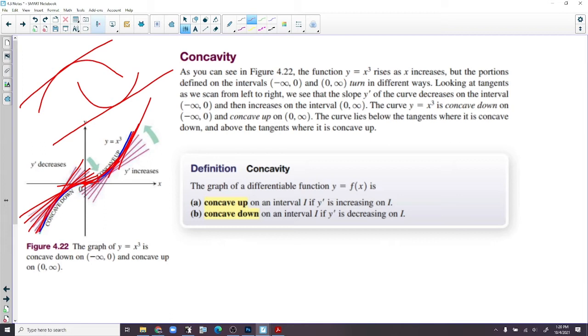Now it says definition, concavity. The graph of a differentiable function is concave up on the interval I if y prime is increasing. In other words, if the second derivative is positive, that means the first derivative is increasing. Concave down on the interval if y prime is decreasing. In other words, y double prime is less than 0 if y prime is decreasing.